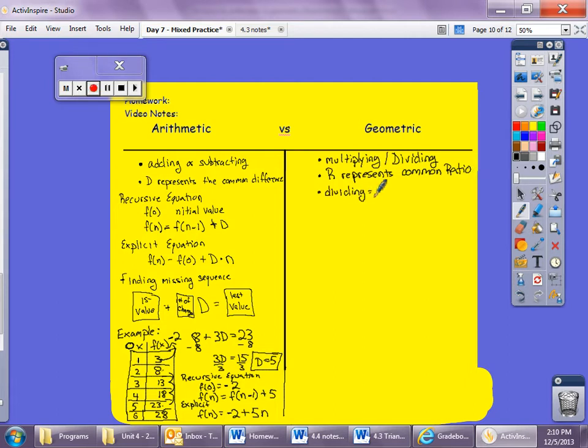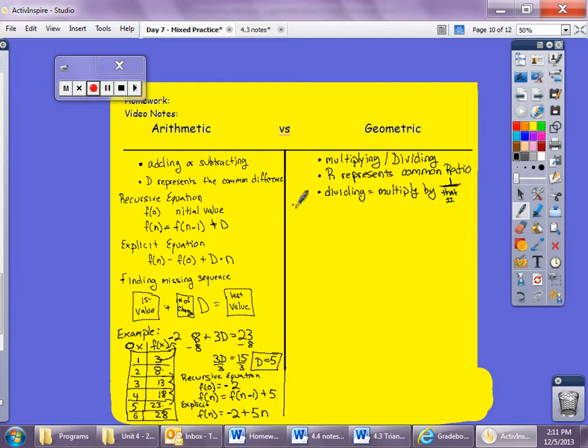Dividing is the same thing as multiplying by 1 over that number. So if we're dividing by 5, it's the same thing as multiplying by 1 over 5. So whatever we're multiplying by that number, 1 over that number.